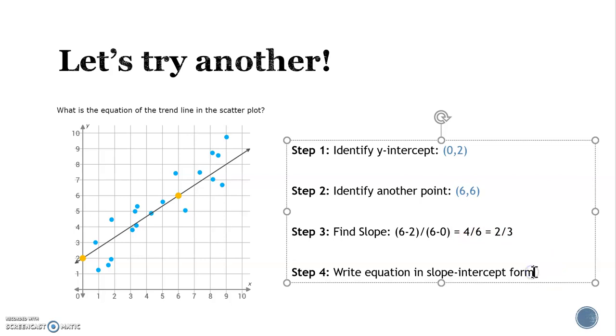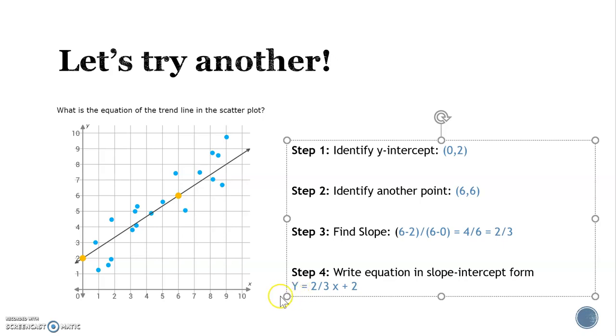So what would our equation in slope-intercept form be? I'm going to highlight this first just to set our work apart. We would have y equals 2/3 x plus 2. And that would be the equation for our line in slope-intercept form.